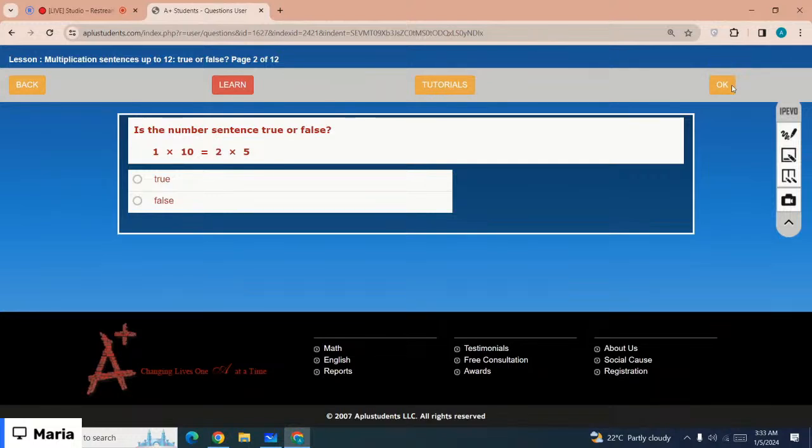Is the number sentence true or false? 1 times 10 equals 2 times 5. Which is the correct option? Yes, that is true, because 1 times 10 is 10 and 2 times 5 is 10. The correct option is true.